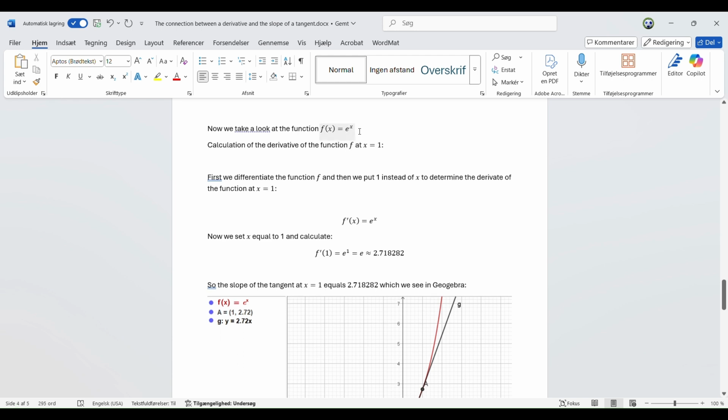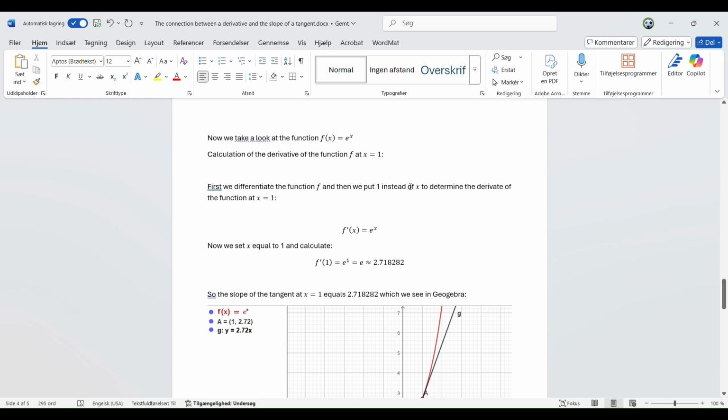So let's have a look at another function here. We've got e raised to the power of x. Let's have a look at how we find the first order derivative of that one. That's a special function. The first order derivative is just a copy paste of our function. So e raised to the power of x. The first order derivative is e raised to the power of x. So we use that in our example here.